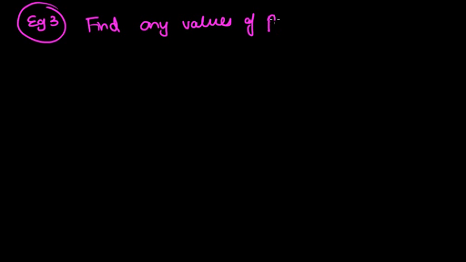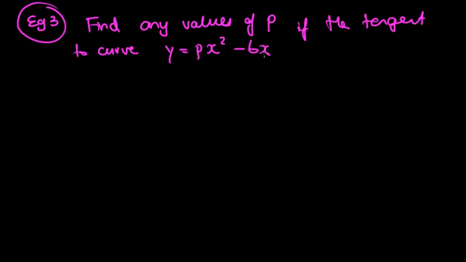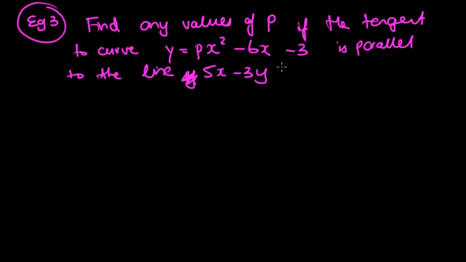So this will be EG3, I believe. Let's have a look. We're going to find any values of p if the tangent to the curve y equals px squared minus 6x minus 3 is parallel to the line 5x minus 3y plus 2 equals 0 at the point x equals -3. Okay, so it's a bit of a mouthful again.